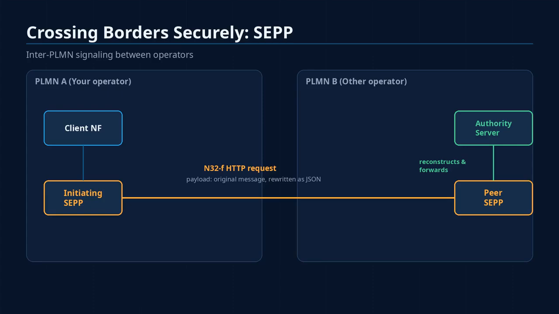And critically, the payload of that message contains the entire original HTTP message, rewritten into JSON objects, essentially wrapped up like a sealed, tamper-evident envelope for the trip across. The peer SEPP on the receiving side unwraps it, reconstructing the original HTTP message, and only then forwards it onward to the actual authority server that should handle it. Two operators, zero direct trust, and the message still arrives intact.